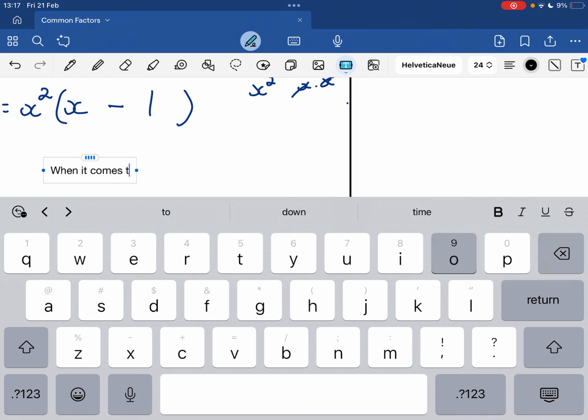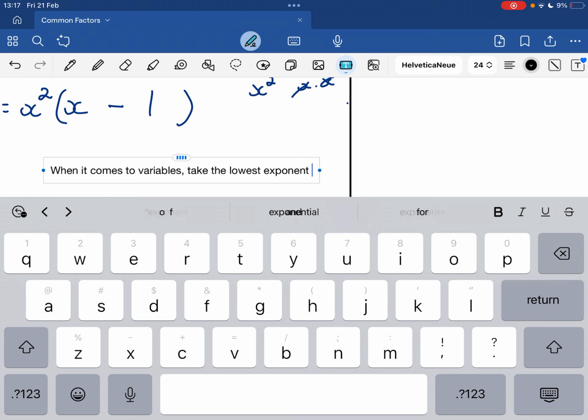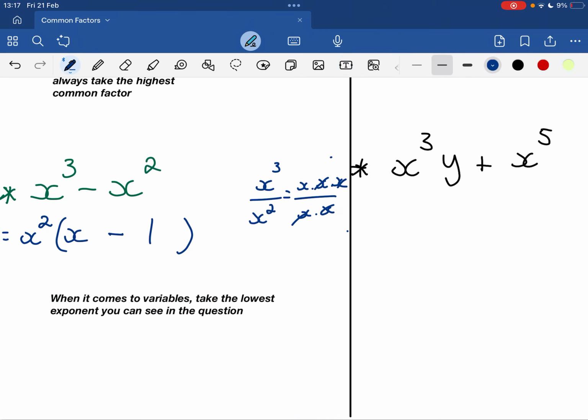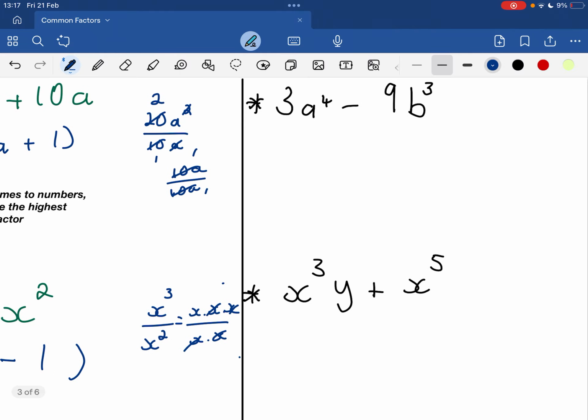When it comes to variables, take the lowest exponent you can see in the question. Now, let's explore this a bit further with more examples.